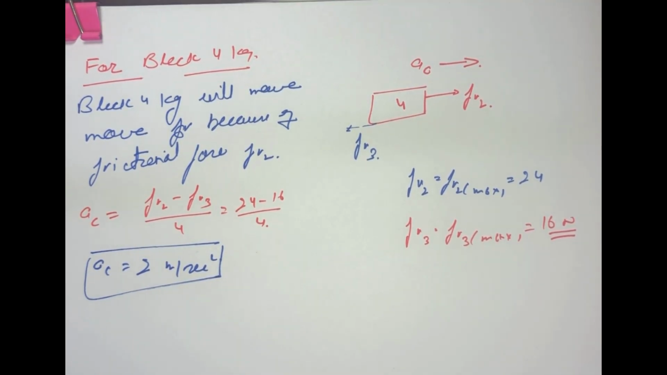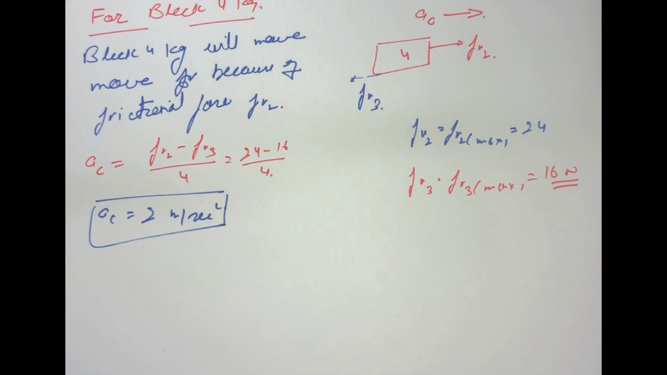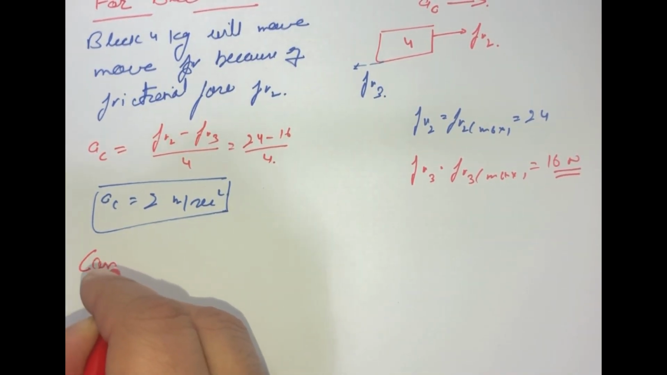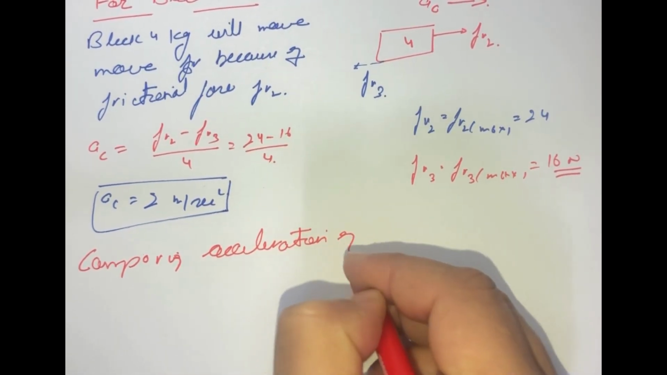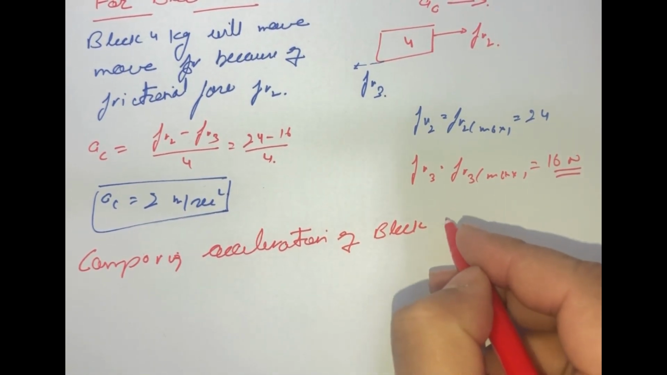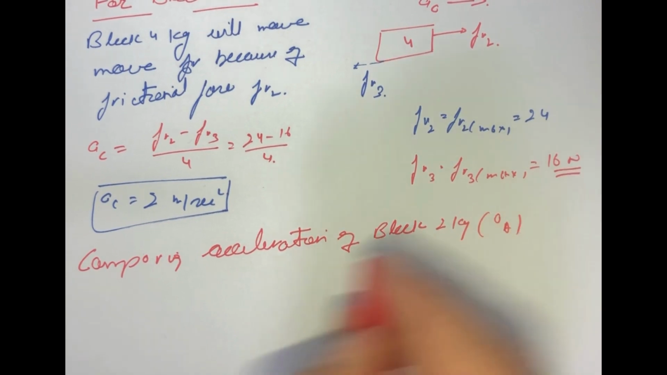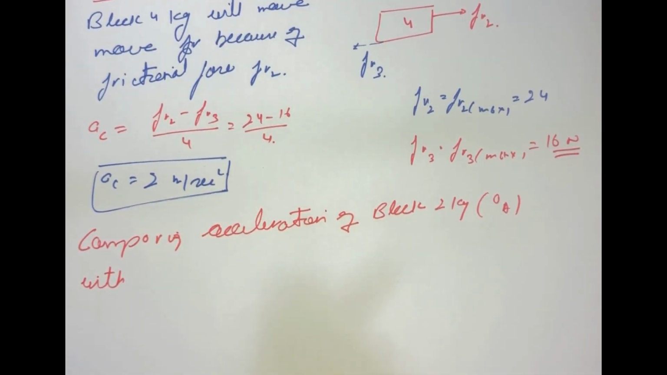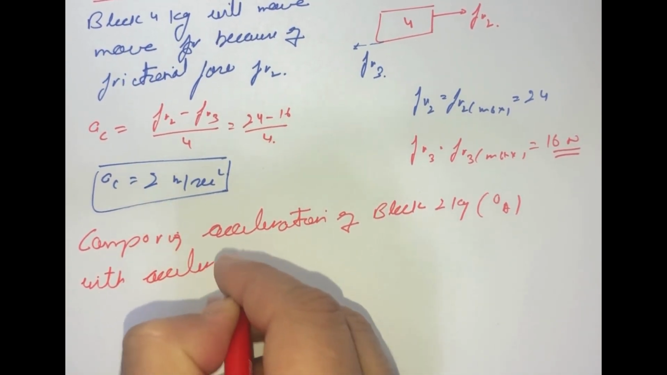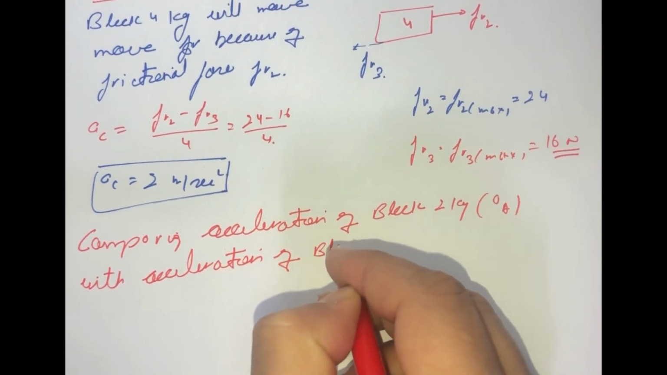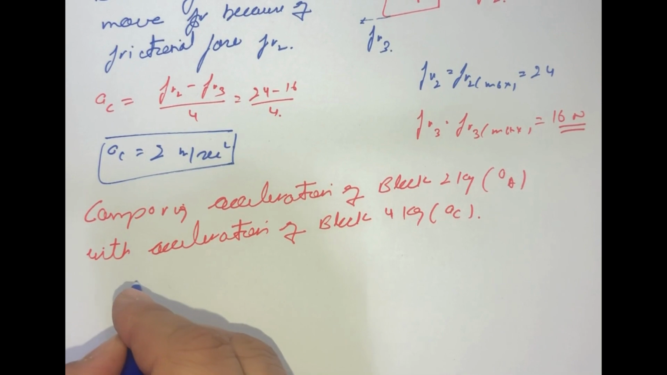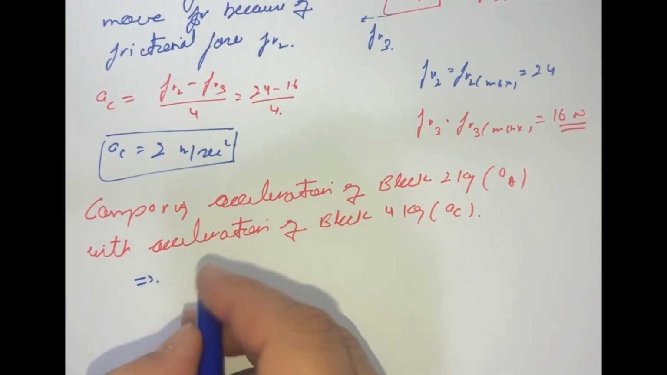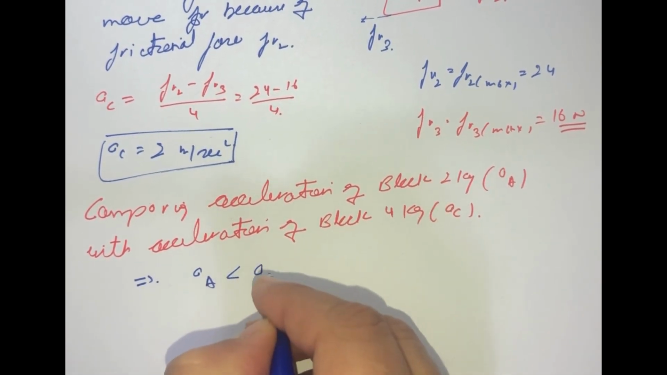Now if we compare the accelerations of block A and block C, you can see, comparing acceleration of block 2 kg, that is acceleration A, with acceleration of block 4 kg, that is AC, you can clearly say that acceleration of A, that is 2 kg, is less than acceleration of block 4 kg.